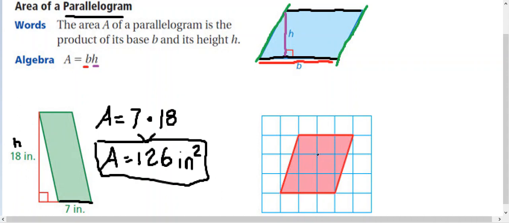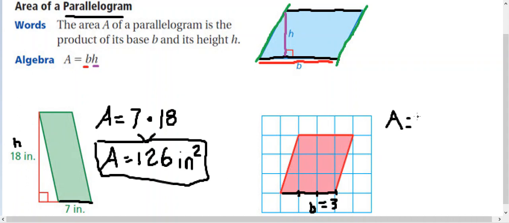All right, in this next example, there's no numbers here, but they gave me a coordinate grid so I can count how the height is and what the base is. So first, I'm looking for my base. So it's the bottom. How many units is my base? Well, I see that there's 1 square, 2 squares, 3 squares. So my base equals 3.